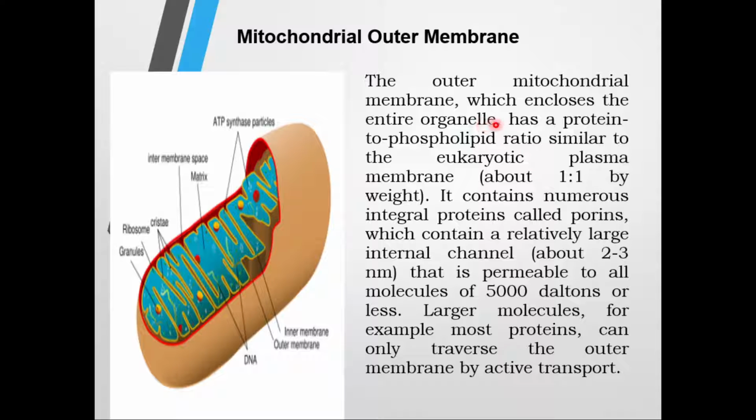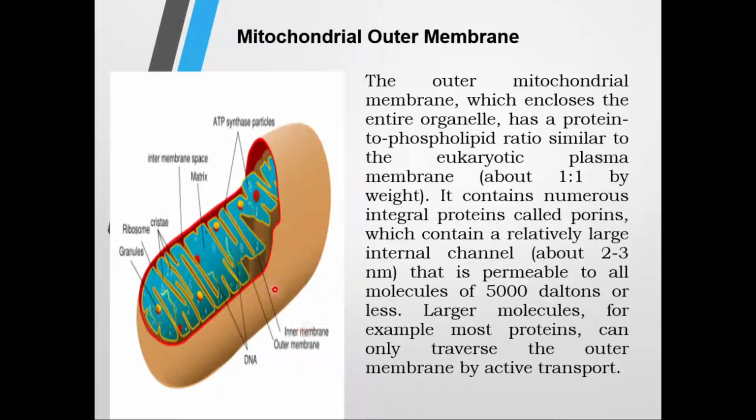has a protein to phospholipid ratio similar to the eukaryotic plasma membrane, that is about 1:1 by weight. It contains numerous integral proteins called porins, which contain a relatively large internal channel that is permeable to all molecules of 5000 Daltons or less. Larger molecules, for example, most proteins, can only traverse the outer membrane by active transport.